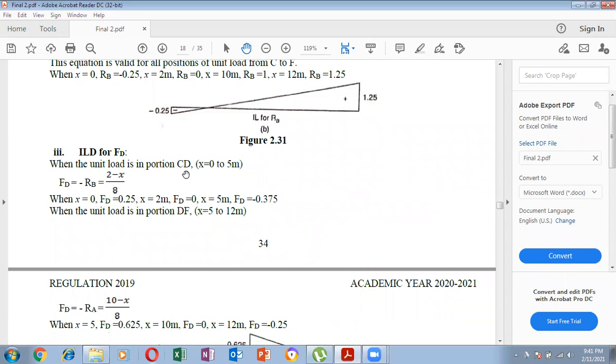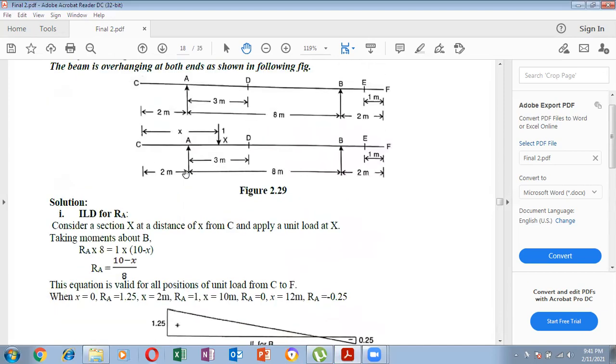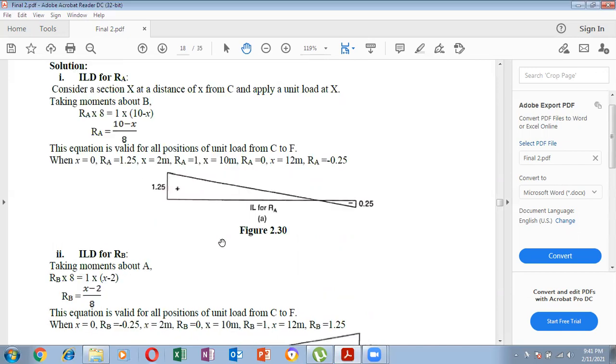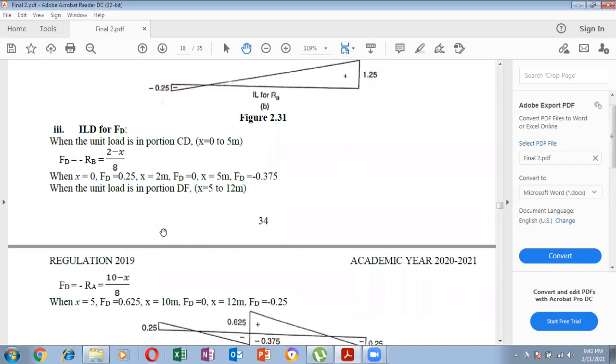So when the unit load is in portion CD, that is just prior to the section D. So what is the distance? It is shown, it is 3 meter, 2 meter. So the limit is 0 to 5 meter. So H is equal to 0 to 5 meter.